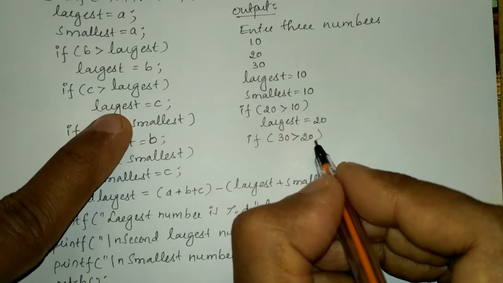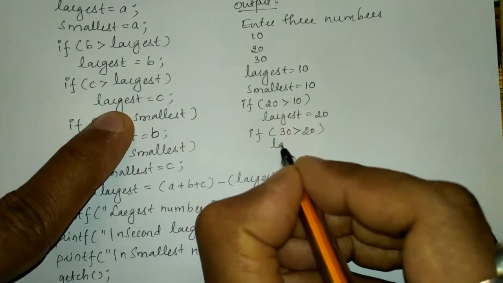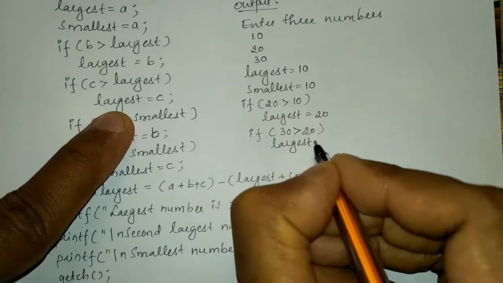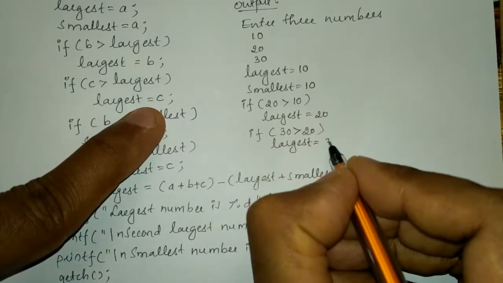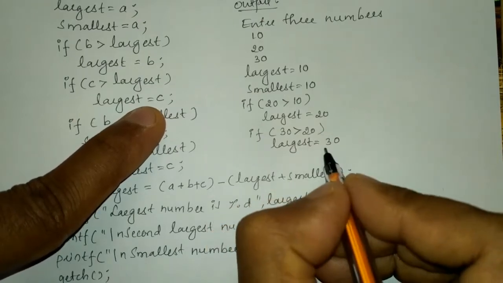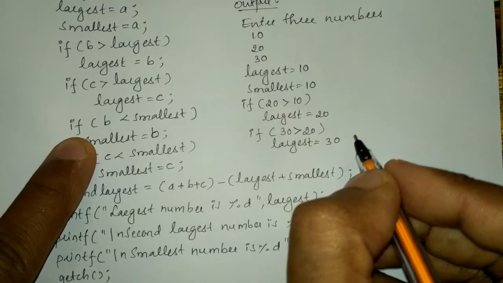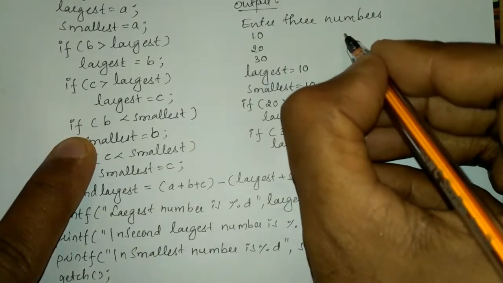Yes, it is true. If it is so, then this initialization takes place. Now we'll write largest is equal to C. C is what? 30. So 30 is equated to largest. The new value of largest is 30. Next we are going to check this condition.